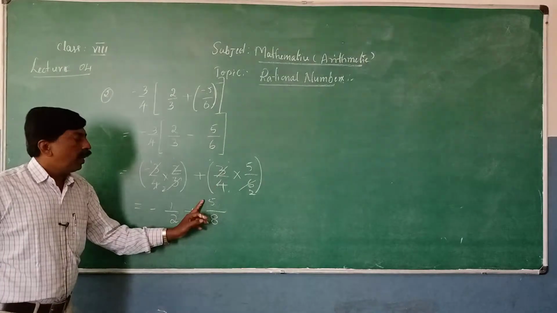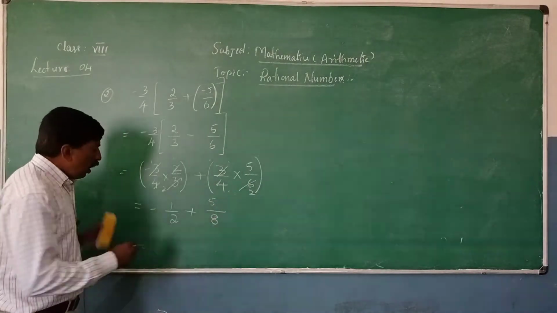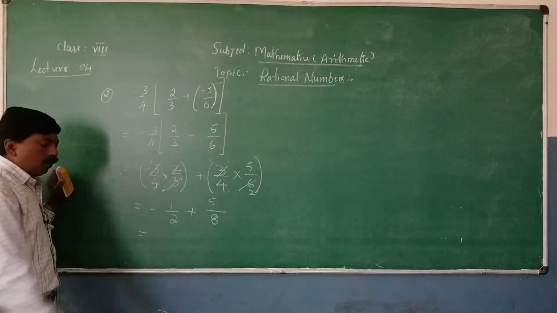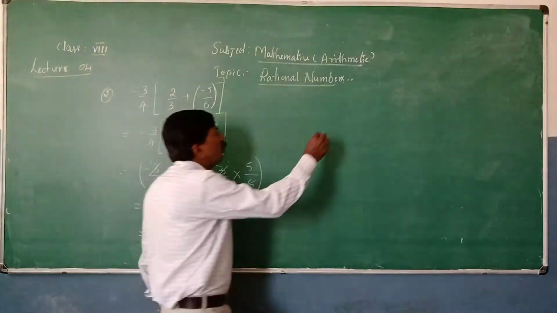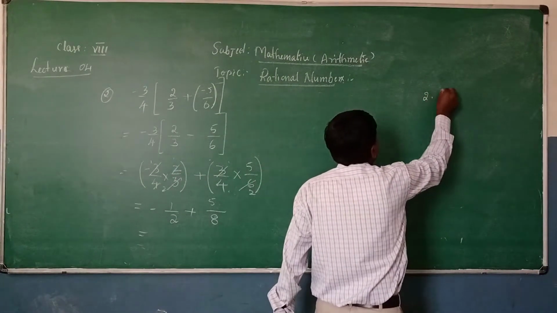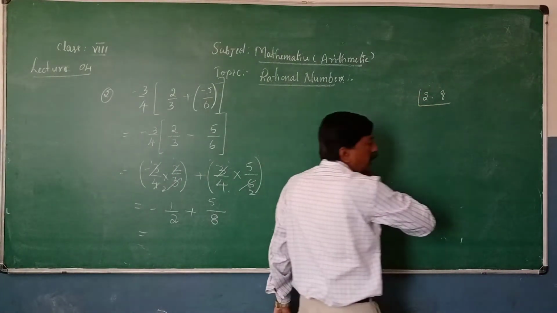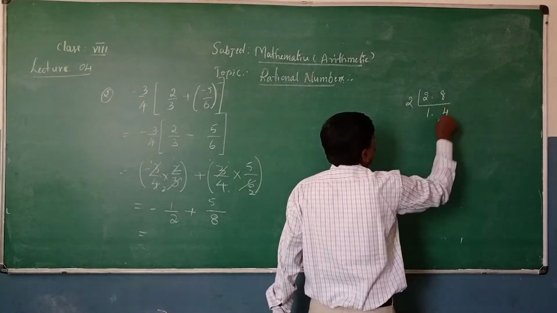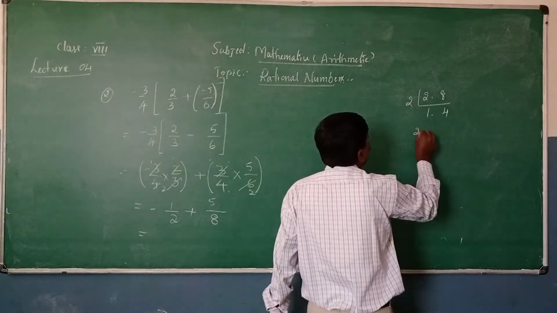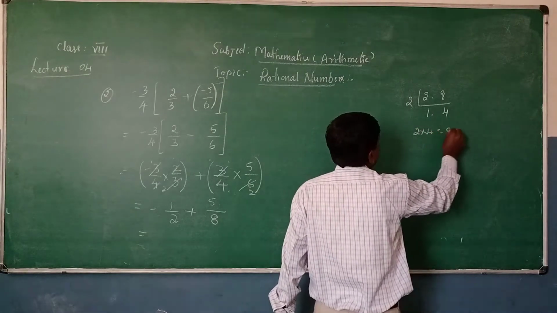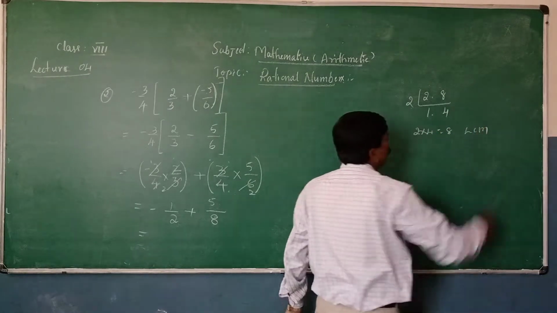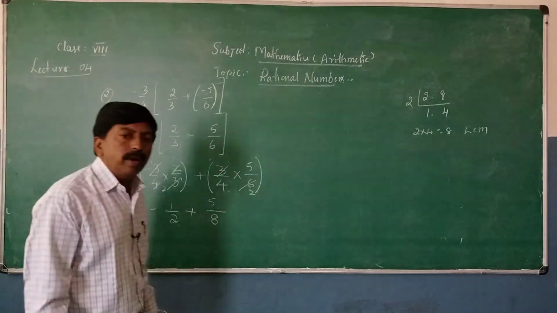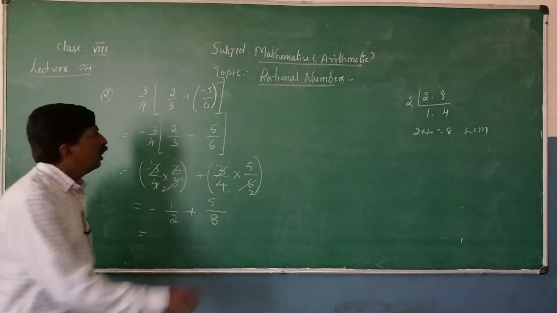5 into 1 is 5, 4 2s are 8. After this, take the LCM for 2 and 8. So I think we have to know 2 and 8. What is its LCM? Divide by the least prime number. 2 1s are 2, 2 4s are 8. Again 2 into 4 is 8. That is the LCM. 8 is the LCM of the denominators.